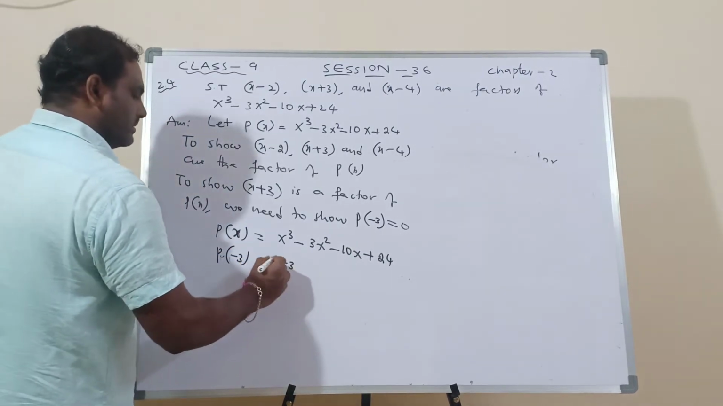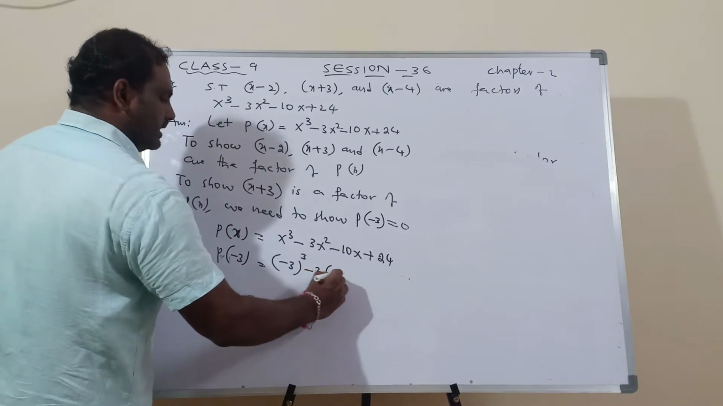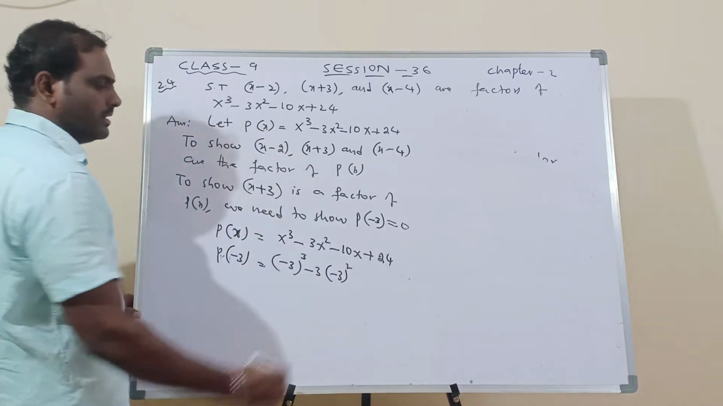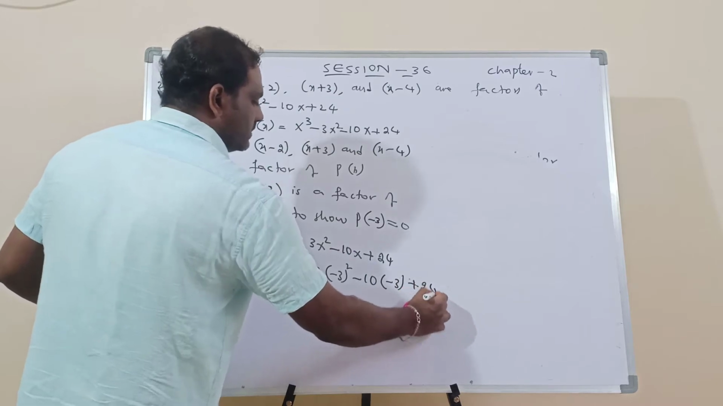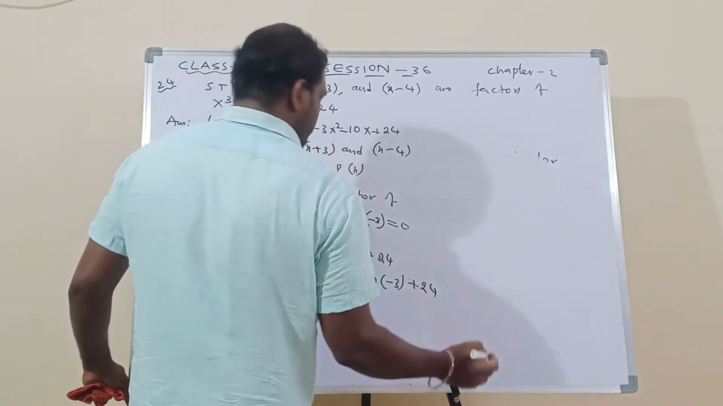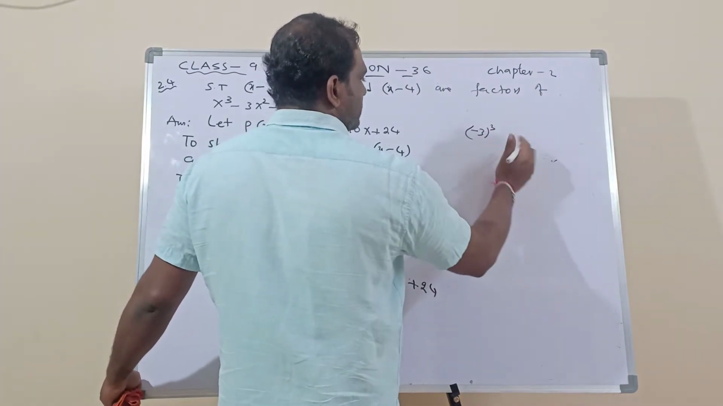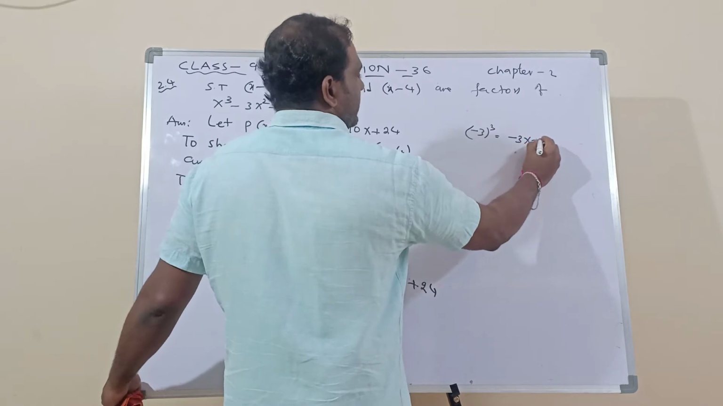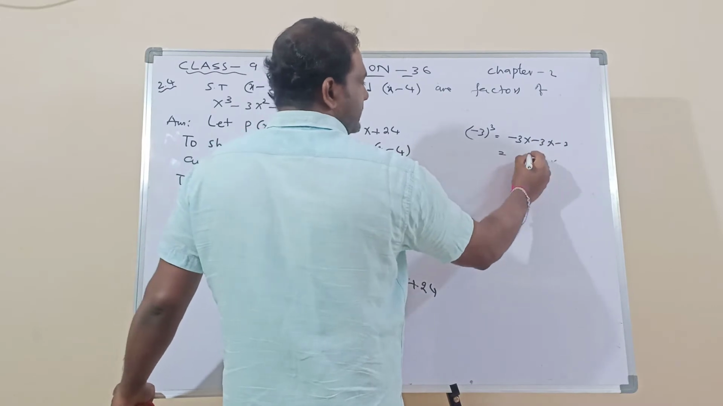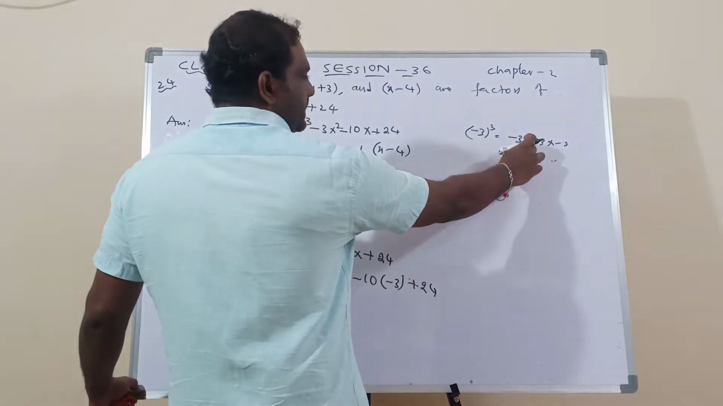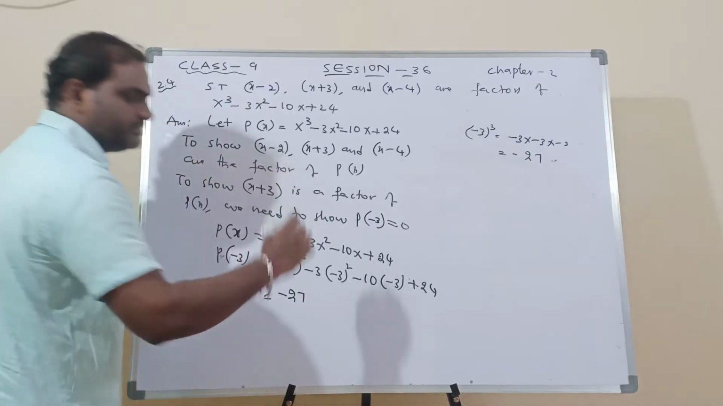What happens? Minus 3 whole cube minus 3 into minus 3 whole square minus 10 into minus 3 plus 24. What is minus 3 whole cube? Be careful. Minus 3 whole cube is minus 3 into minus 3 into minus 3. 3 3s are 9, 9 3s are 27. Minus of minus is plus, plus of minus is minus. So it is minus 27.